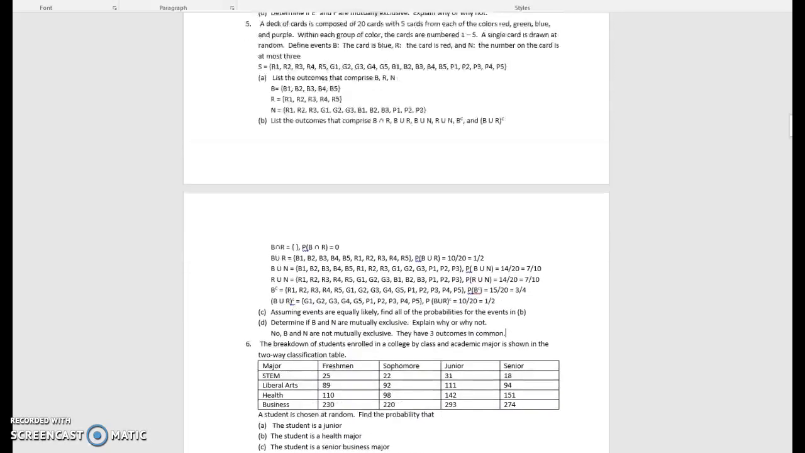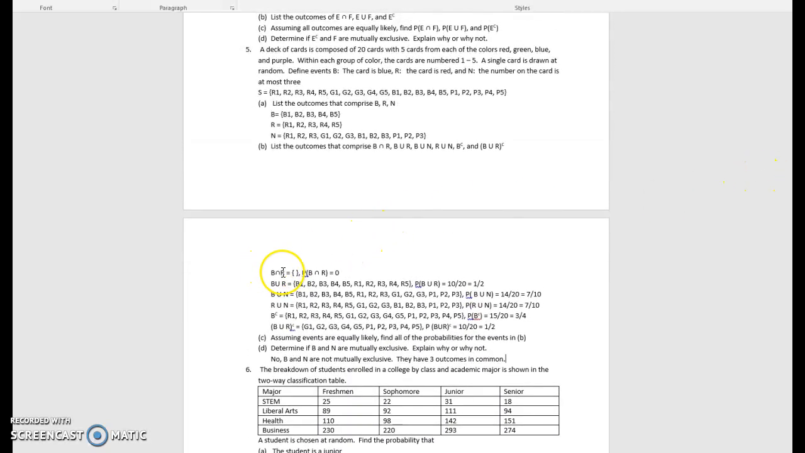Okay, so now if we were to ask if B and R were mutually exclusive, the answer would be yes, because notice that that intersection was the empty set.